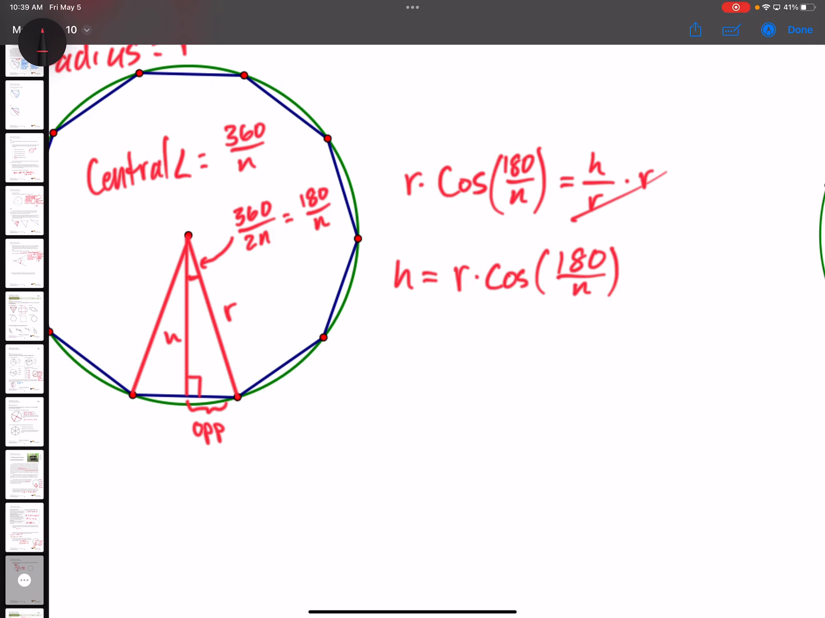What did we find next? We found the opposite side. We found the first part, and then we multiplied it by 2 to get the side of the actual figure. So what trig function should we use for the opposite side? Sine. What's our angle? 180 over n is equal to the opposite over r. Multiply by r on both sides to get the opposite by itself.